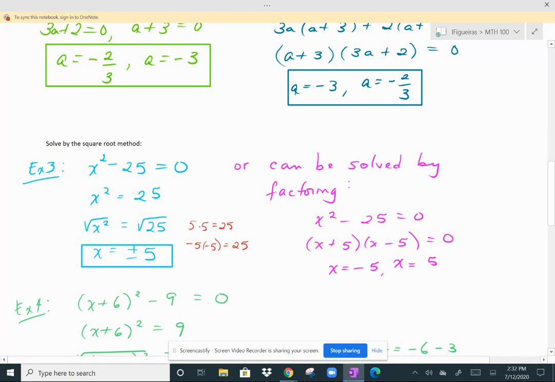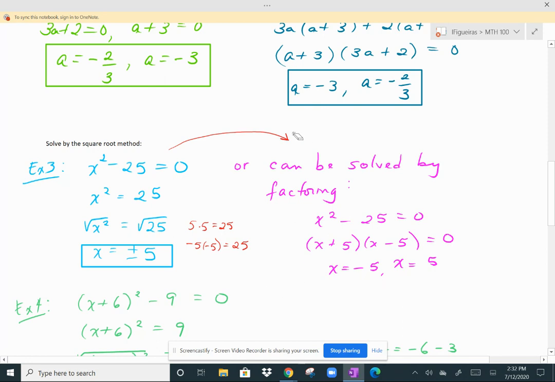But this particular equation could have been solved by factoring. So if you're asked to solve and you're not told what method to use, you can solve it any way that you'd like, that works. This one is the difference of perfect squares. So when you factor it, you'll get x plus 5 and x minus 5, resulting in the same two solutions, positive 5 and negative 5.